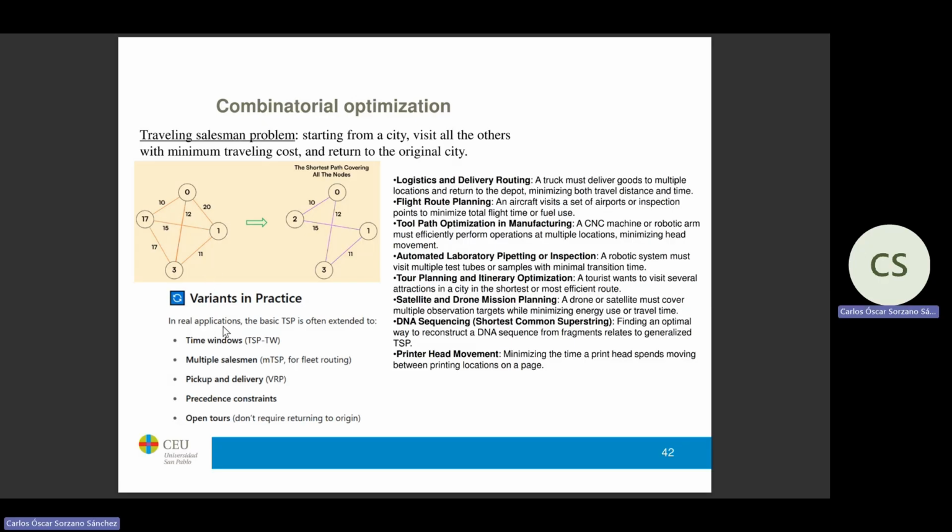And there are some variants. Some variants are that there are multiple salesmen, that there is a pickup and delivery time, that you want some cities to be visited before some others, or you don't want to return to the origin, so it's open.